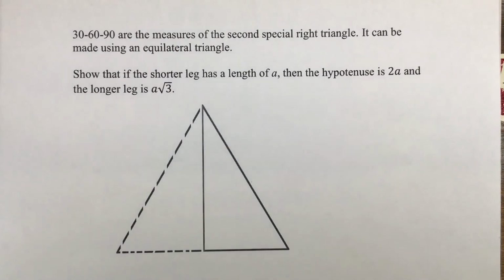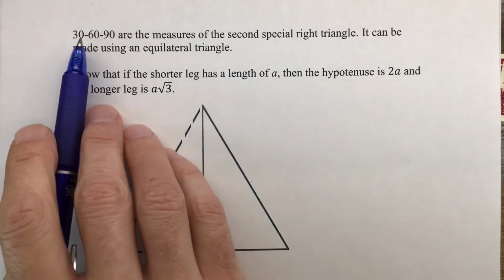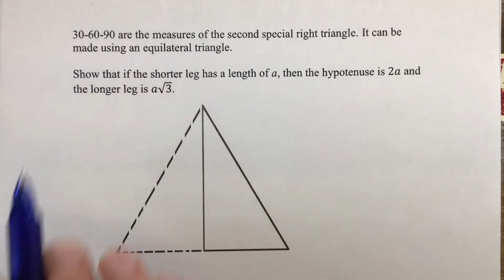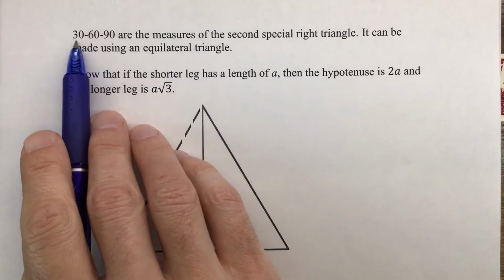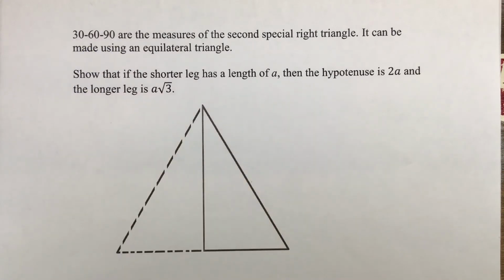As the title would suggest, we have two special right triangles. So this is going to be our second one, which we just called the 30, 60, 90. We don't have another name for that one. This is the 30, 60, 90 right triangle, which would mean that the angle measurements are 30, 60, and 90. All right, now where does this come from?